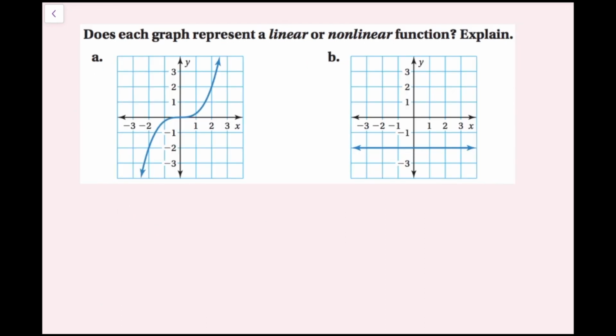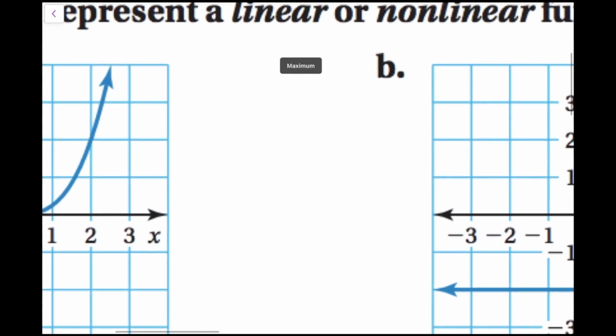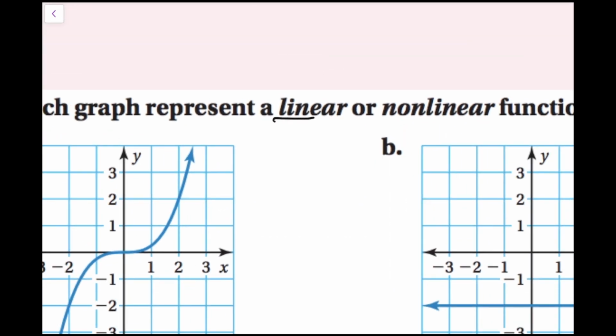For this example, we need to represent if each graph represents a linear or nonlinear function. So it's actually pretty easy to tell when you're looking at a graph. The word linear here, I'm going to zoom in, has the word line in it. So if your function is a line, then it will be a linear function. If it is not a line, then it will be a nonlinear function.